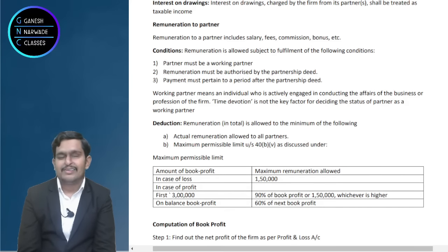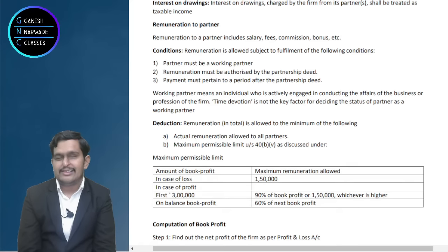Then again 1,50,000. Not your actual loss or 1,50,000, whichever is lower. Nothing as such, there are no such rules. 1,50,000 will be allowed in case of loss. There is no if, there is no but. That's it. Don't compare with any other things. Did you understand? I tried to confuse you, obviously, because many times students think we have to compare with the loss and whichever is lower will be allowed. No, nothing. If it is loss, 1,50,000 is allowed.